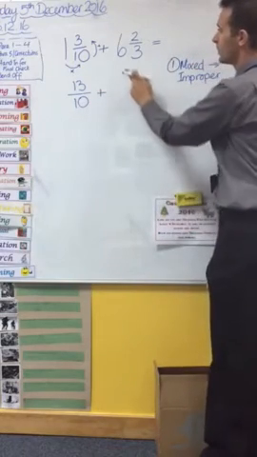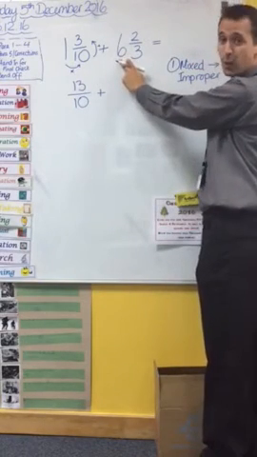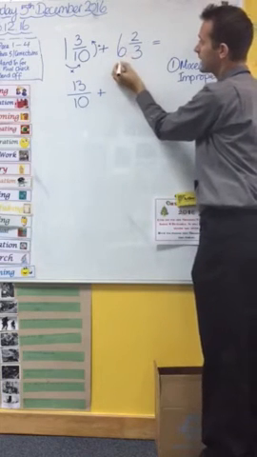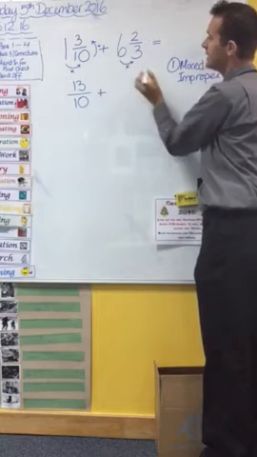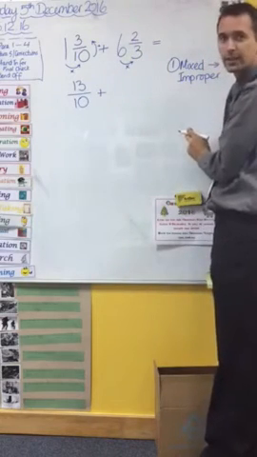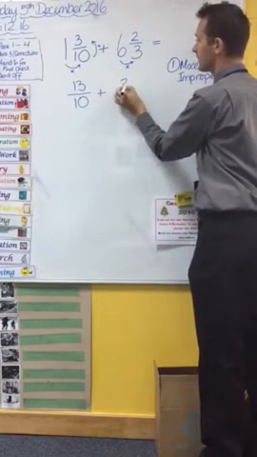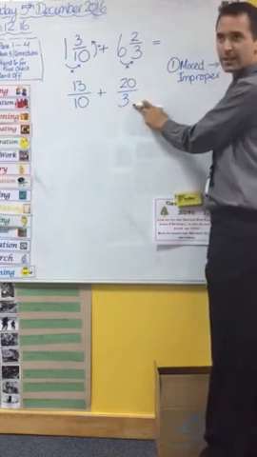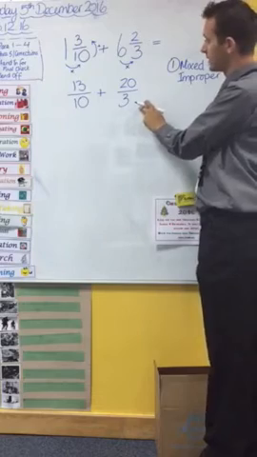And in this example, exactly the same again, 6 whole cakes. We know that each cake is worth 3 pieces. So 6 times 3 is 18, and then add the numerator, which makes 20. So we've got 20 over 3. The denominator always represents how many pieces the cake is cut into.